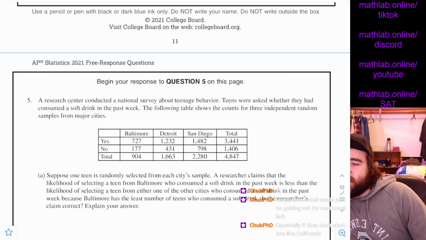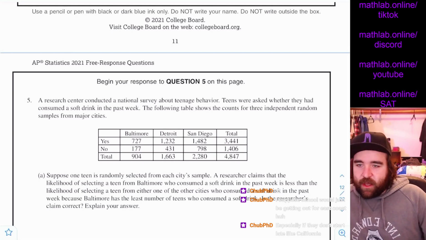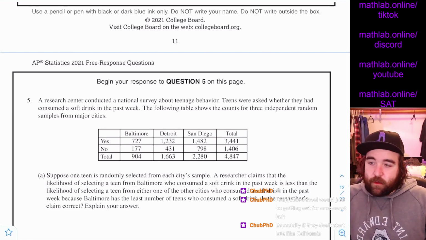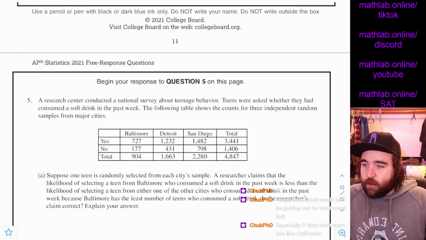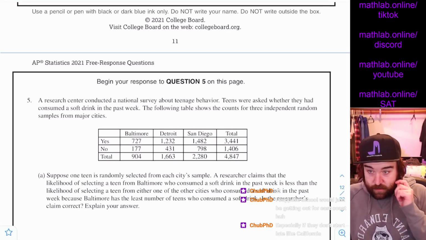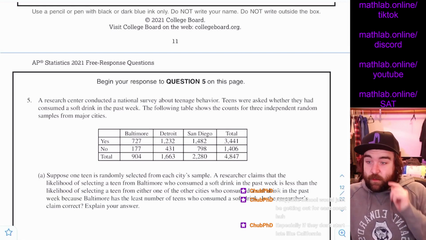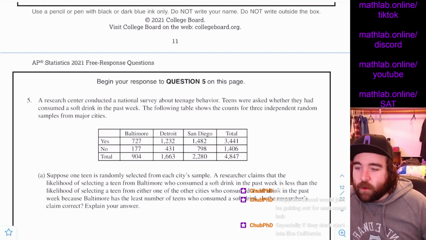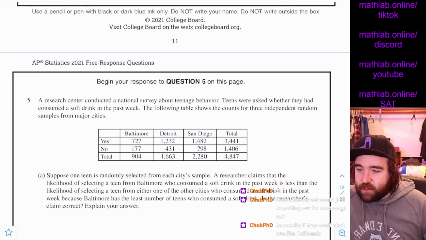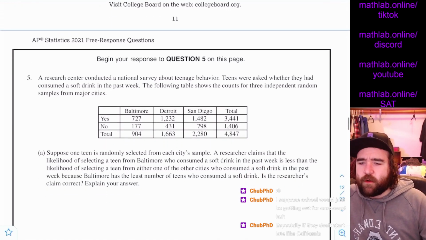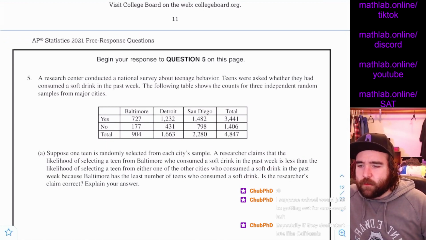So number 5. A research center conducted a national survey about teenage behavior. Teens were asked whether they had consumed a soft drink in the past week. The following table shows the counts for 3 independent random samples from 3 major cities: Baltimore, Detroit, San Diego. Love it. It's all pretty similar from first glance. Suppose one teen is selected from each city's sample. A researcher claims that the likelihood of selecting a teen from Baltimore who consumed a soft drink in the past week is less than the likelihood of selecting a teen from either one of the other cities who consumed a soft drink in the past week, because Baltimore has the least number of teens who consumed a soft drink. Well, no, that's not true.